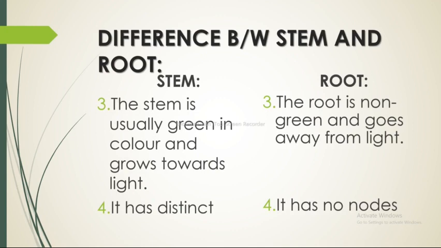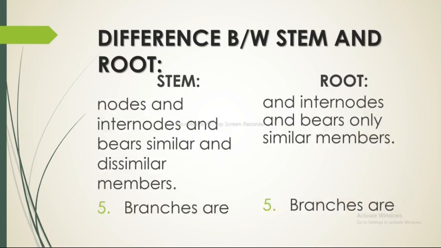Stem, the stem is usually green in color and grows towards the light. Root, the root is non-green and goes away from light. Stem, it has distinct nodes and internodes. Root, it has no nodes and internodes, but in the stem, the nodes and internodes bear the similar and dissimilar members. But in the roots, they have no distinct nodes and internodes, and they bear only the similar members.